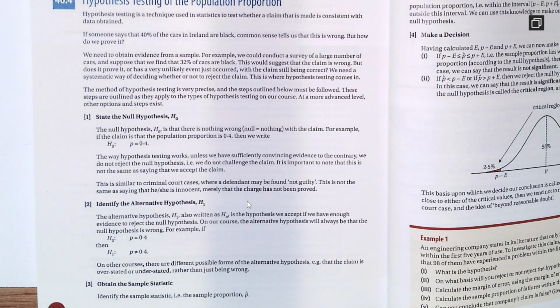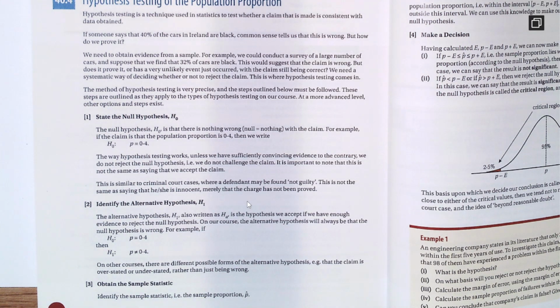So the claim is 40%. We need to obtain evidence from a sample. If we conduct a survey of a large number of cars and suppose that we find that 32% of the cars are black, this would suggest that the claim is wrong. But does it prove it? Or has a very unlikely event just occurred, with the claim still being correct?